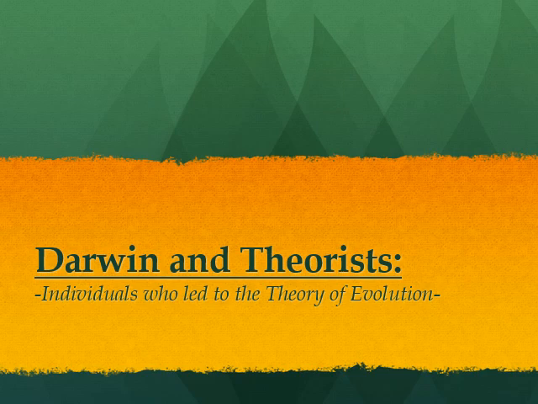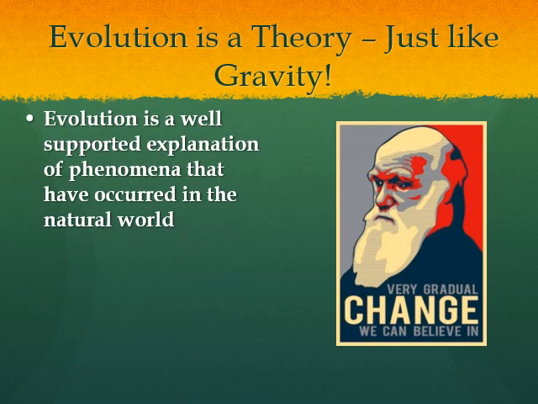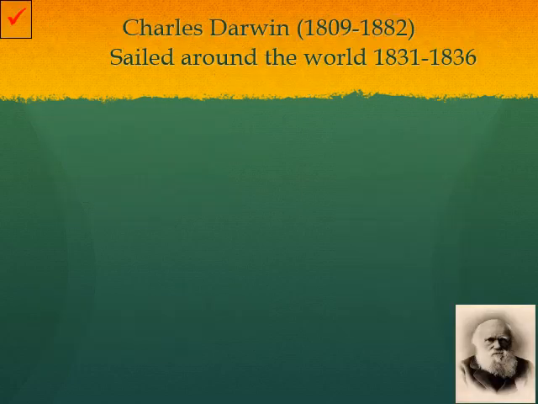So, let's get started. Now remember, evolution is a theory, just like gravity. So evolution is a well-supported explanation of phenomena that have occurred throughout the natural world. Remember, a theory in science is a well-tested hypothesis, not just a guess. So there's evidence to support evolution. However, we can't 100% prove it. So, hence, it's a theory. Anyway, disclaimer, let's move on.